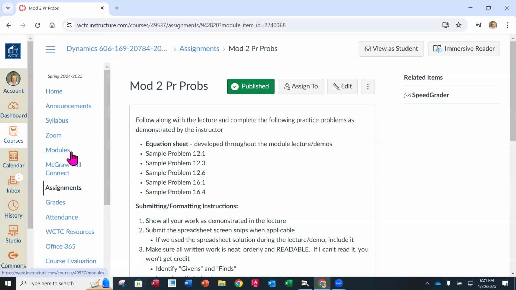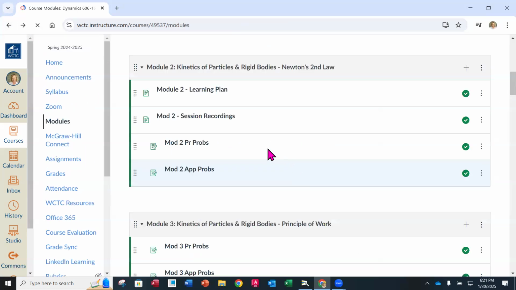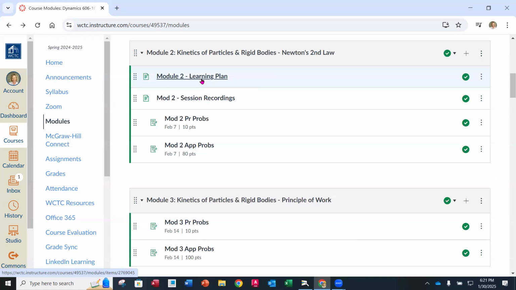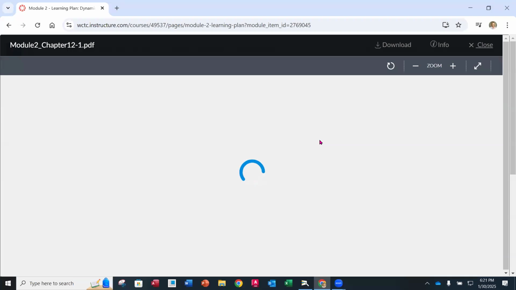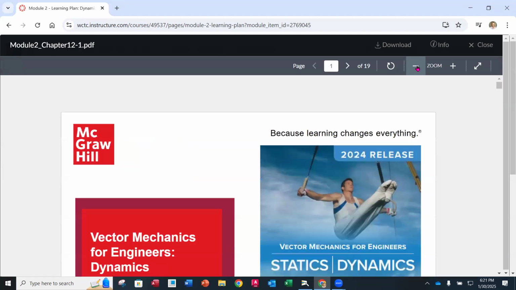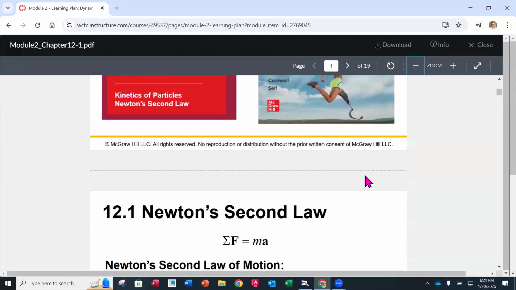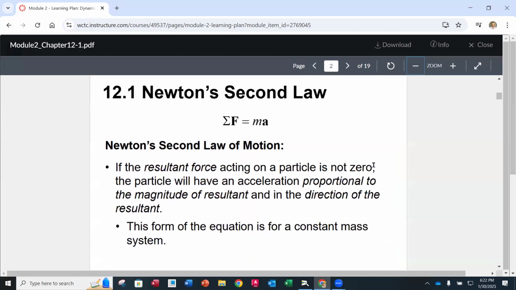So heading back over and going up to our learning plan, let's open up the PowerPoint for chapter 12. Zoom out here a little bit. So as we look here, chapter 12 is really applying Newton's second law. And we know Newton's second law to be the summation of the forces is going to equal mass times acceleration. So if there is a resultant force, so we are in dynamics class now. We're not in statics anymore.